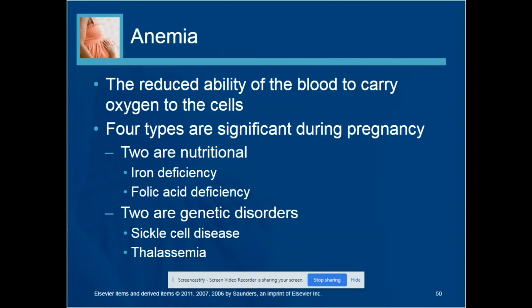Anemia is the next complication of pregnancy that we're going to talk about. It is the reduced ability of the blood to carry oxygen to the cells for whatever reason. There are 4 types that are significant during pregnancy, and we've talked about most of these already in Med-Surg. The first one is Iron-Deficiency Anemia, Folic Acid Deficiency Anemia, or Pernicious Anemia, remember. And then there are 2 genetic types, Sickle cell disease and Thalassemia. So if you need a reminder about those specific disease processes, look at your disease process maps from Med-Surg.